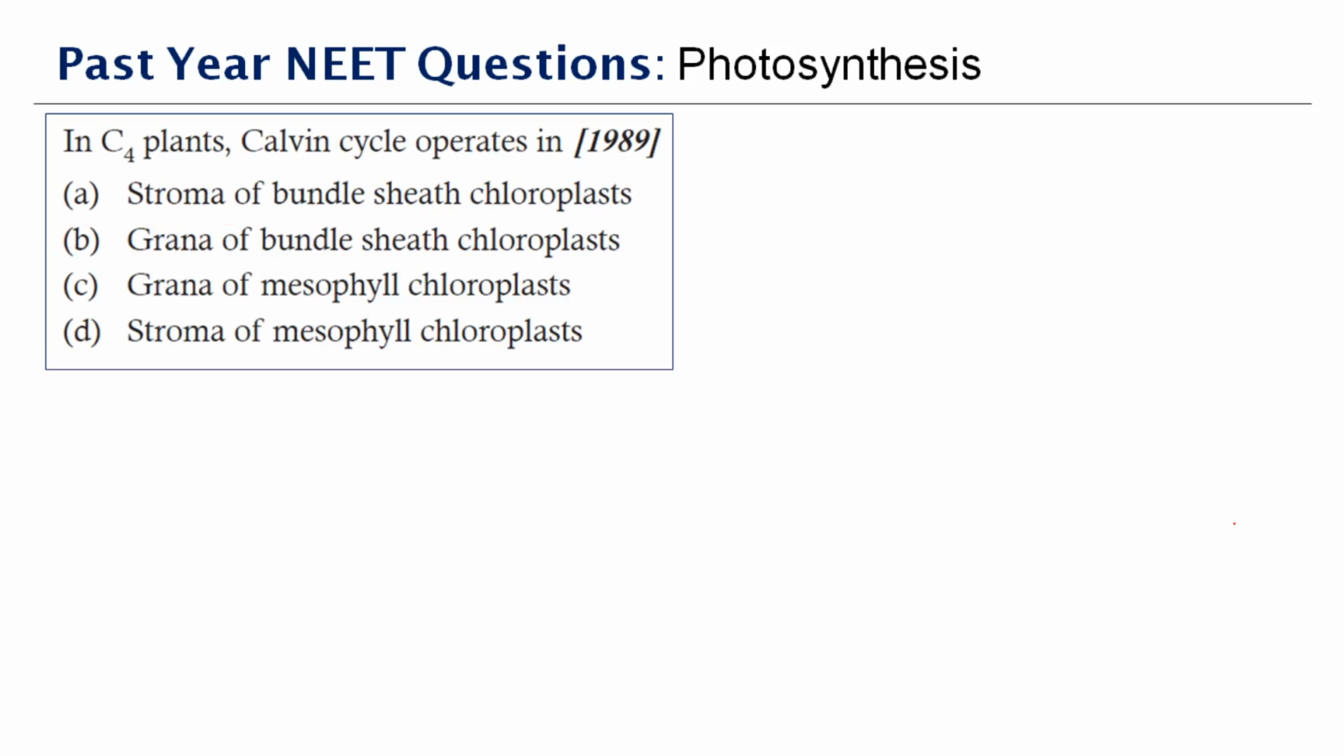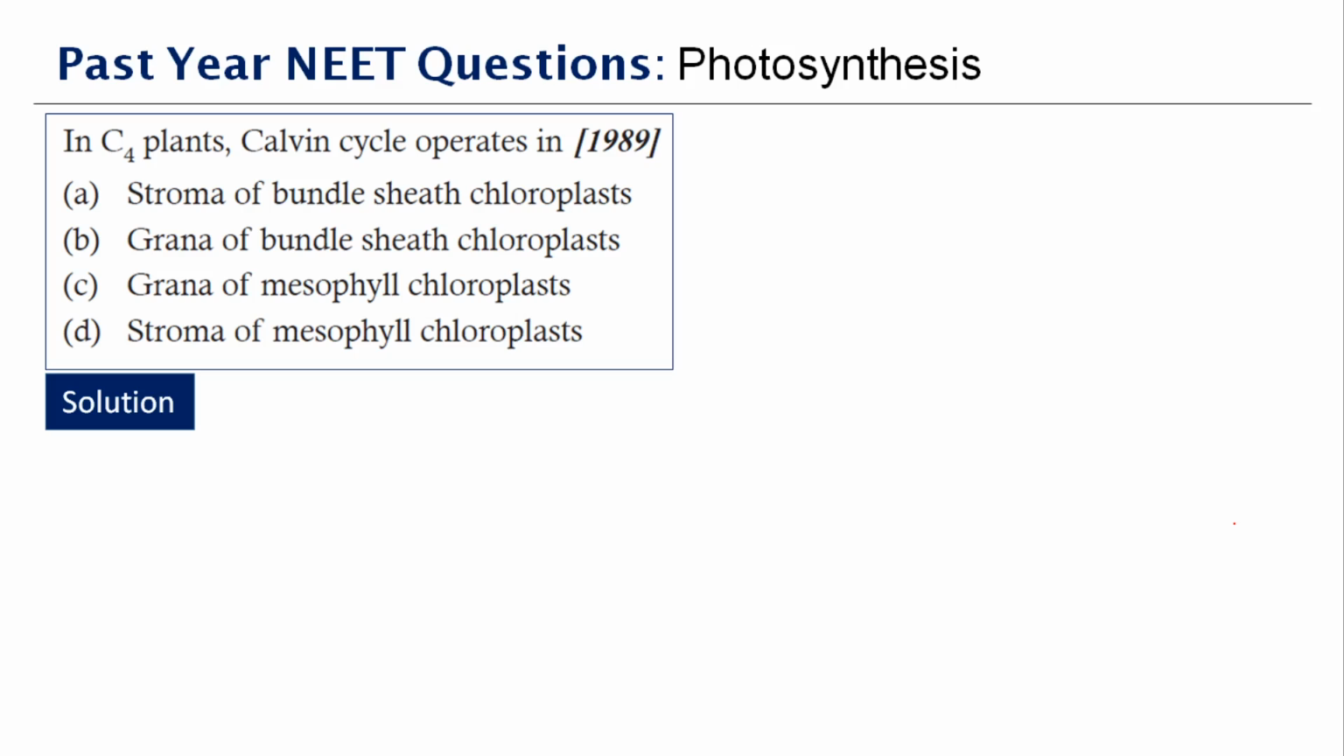In C4 plants, Calvin cycle operates in dash. Again, this is an easy question for you. We all know it is obviously not mesophiles, right? It should be bundle sheath. Either it is stroma or it should be grana.